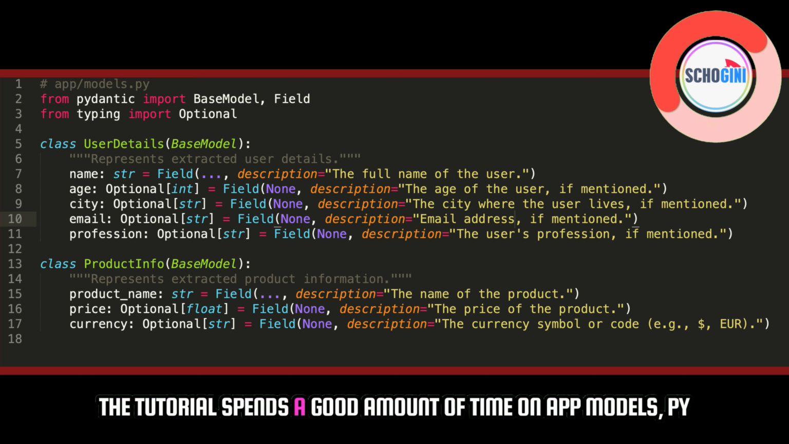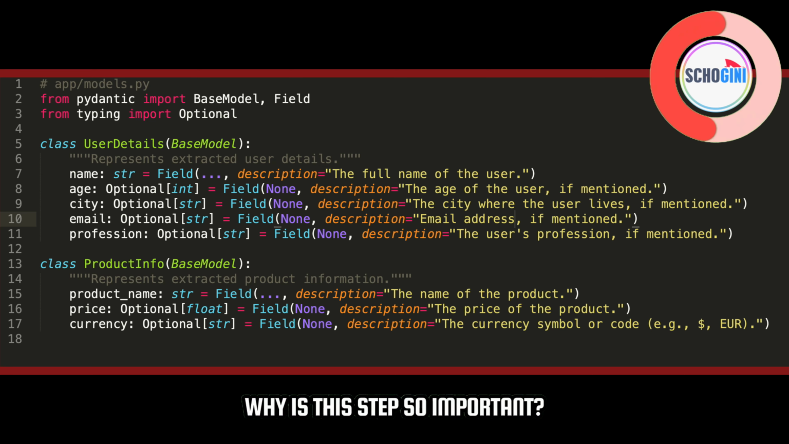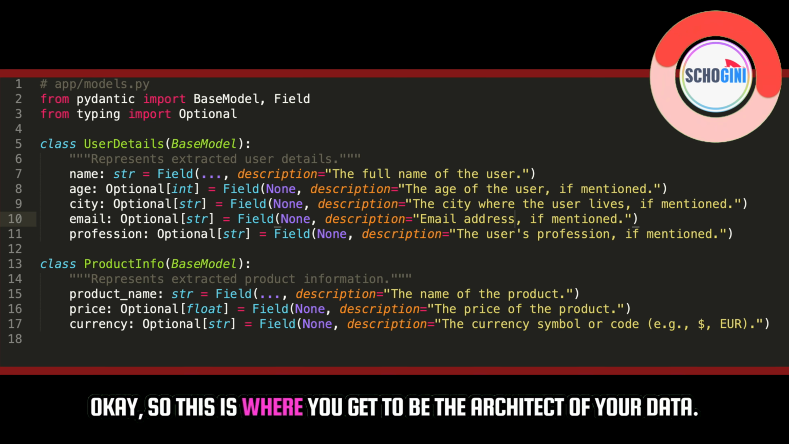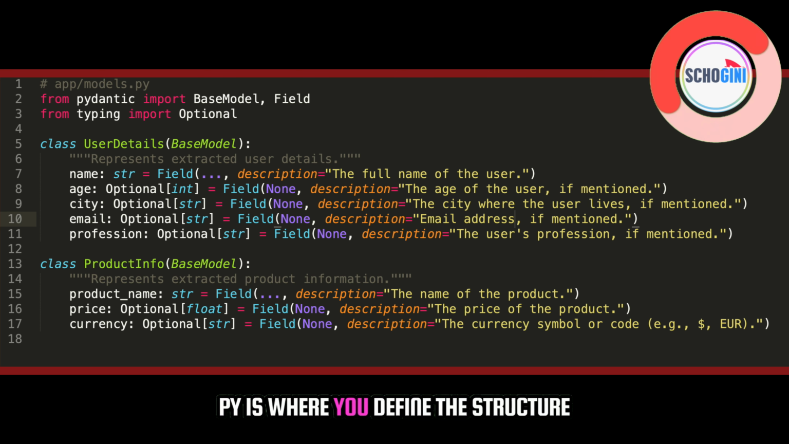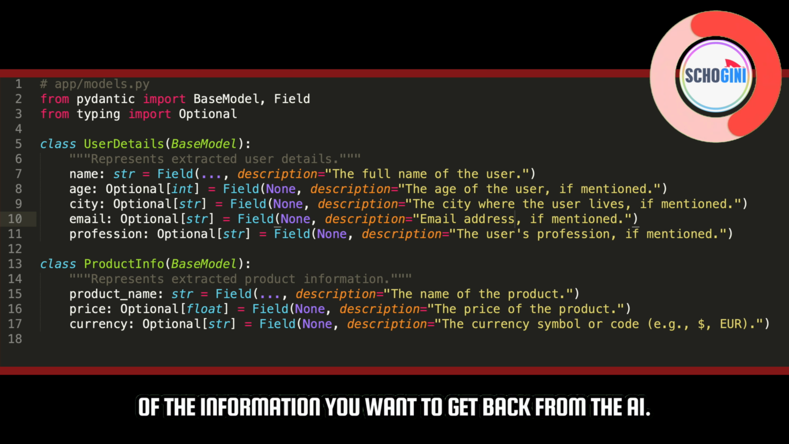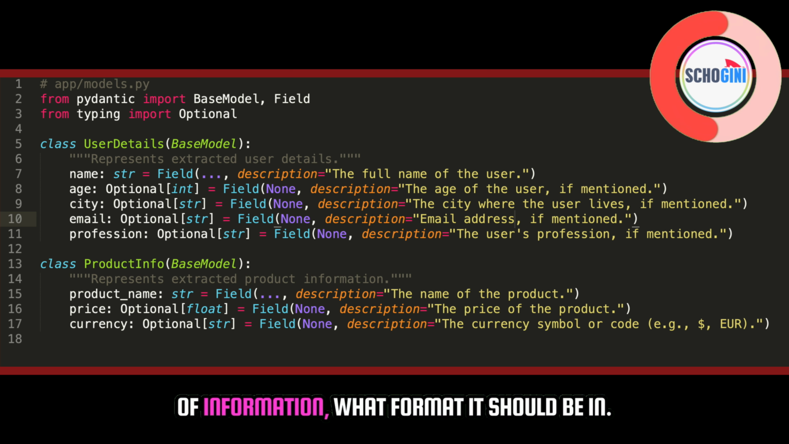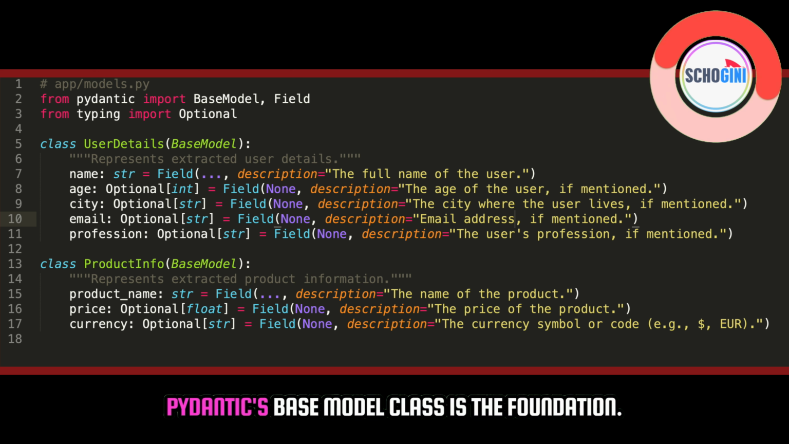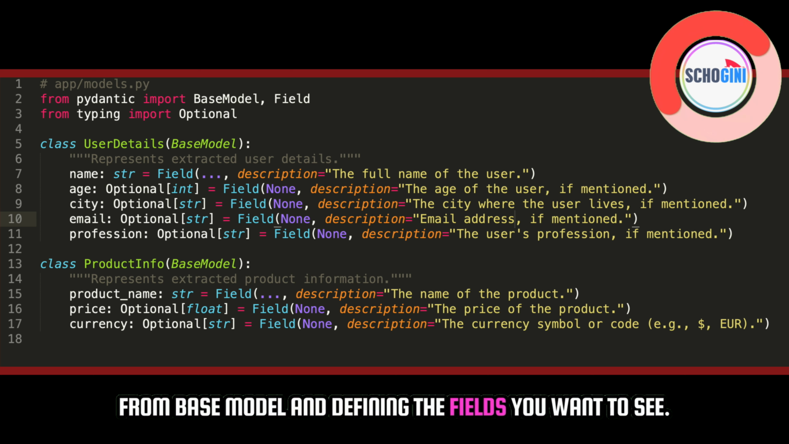The tutorial spends a good amount of time on models.py and these things called Pydantic models. Why is this step so important? Okay, so this is where you get to be the architect of your data. I like it. We're designing the blueprints. Yes. models.py is where you define the structure of the information you want to get back from the AI. You're setting the rules: what kind of information, what format it should be in. Pydantic's BaseModel class is the foundation here. You build your own data structures by inheriting from BaseModel and defining the fields you want to see.